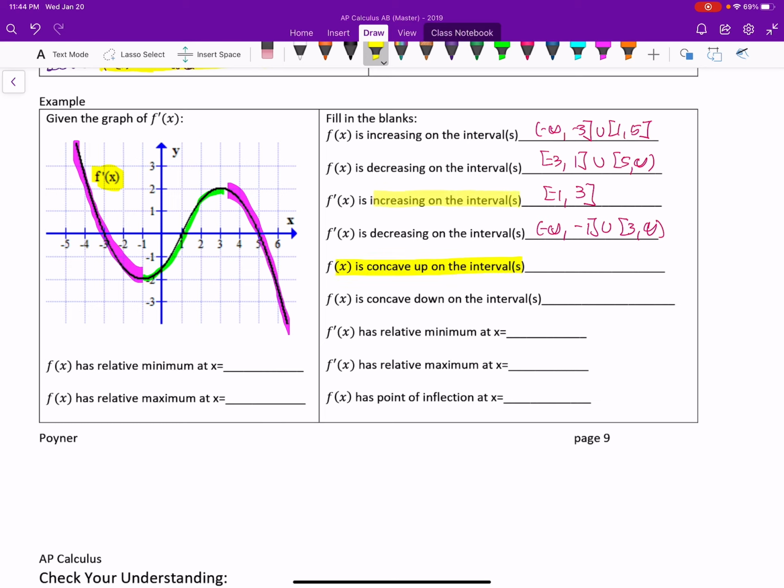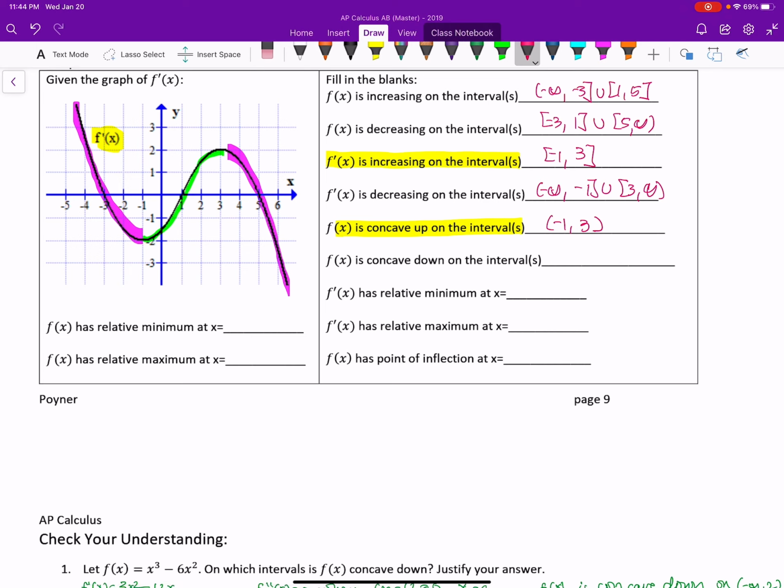and this here will almost be identical. The only difference is concavity is never inclusive. So it's going to go from negative 1 to 3. The reason is that's where the first derivative is increasing, and by definition of concavity of f of x, the function is concave up where its derivative is increasing. And for concave down, it will be the same thing, but for decreasing. But concavity is a comparison of 3 points, so that's never inclusive.